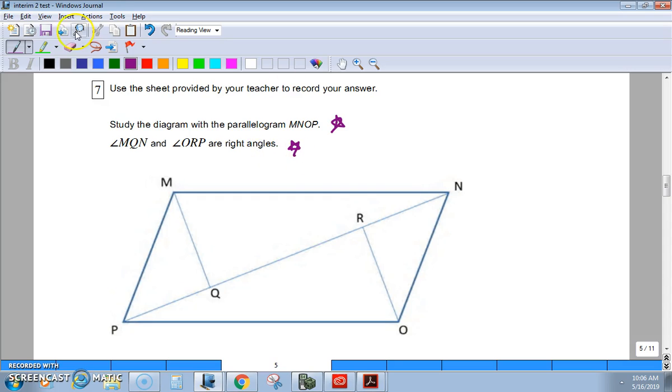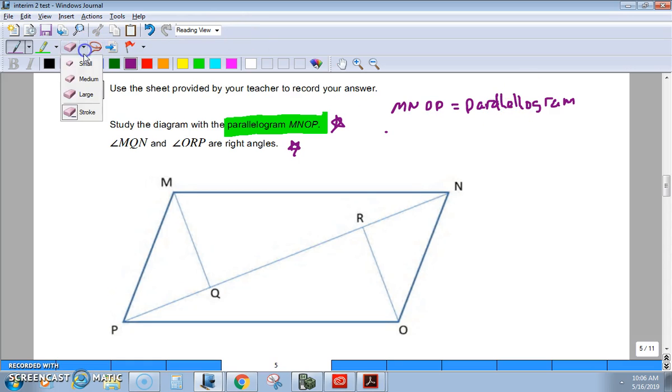This one I see was a little bit tricky, this first given, because you needed to write as your given that MNOP is a parallelogram. Did I spell that right? Oh, it's right there. Never mind. I always put the L's in the wrong place. Parallelogram. So that was your first given.